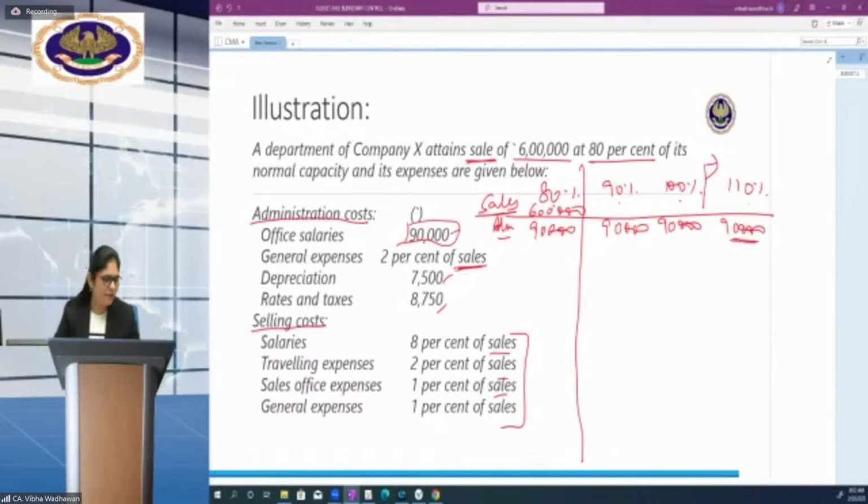Anybody else calculated, or should I calculate? All right, at 80% the sales are 6 lakh. So how will you calculate for 90%? If 6 lakh is for 80%, you have to calculate for 90%. So 90 will come in the numerator, and 6 lakh is the base, so 80 will be the denominator.